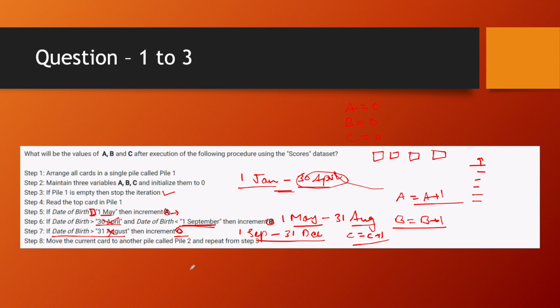So then you have to complete this step 7, move to step 8, where you move the current card to another pile called pile 2 and repeat from step 3. So this is right now your loop. You go from step 8 to step 3, which means that after your first iteration, you don't have to go through step 1 and step 2.